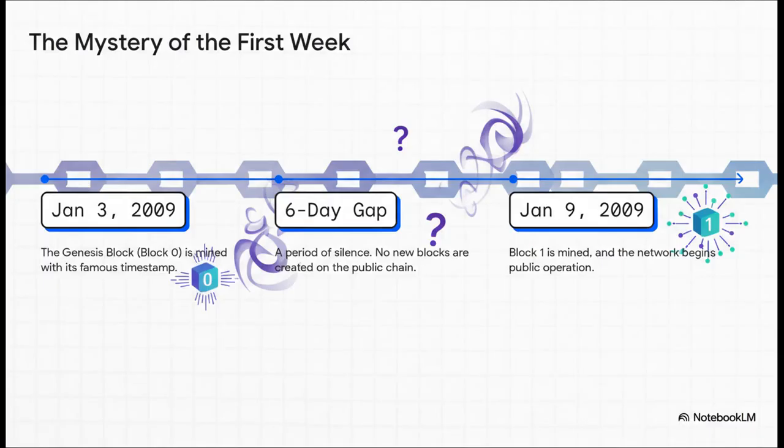But the Genesis block holds one more secret. As you can see from this timeline, there's this mysterious 6-day gap between block 0 and block 1. Why the delay? Was Satoshi running final tests on a private network? Or maybe just taking a break? Only the real Satoshi could tell us for sure what happened during that very first week.